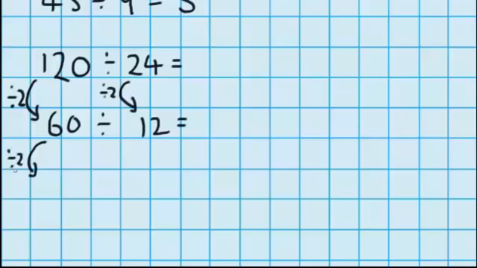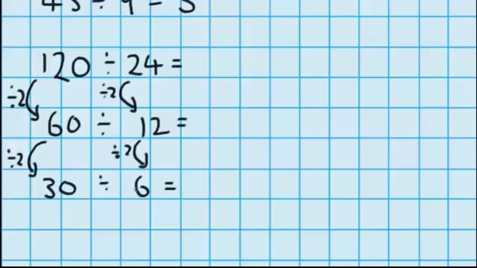Half of 60 will give me 30, and I'm also going to halve the amount of tables that there are, so instead of being 12, there's now only going to be half as much. There's going to be 6. And I like the look of this question. This looks much easier for me to answer.